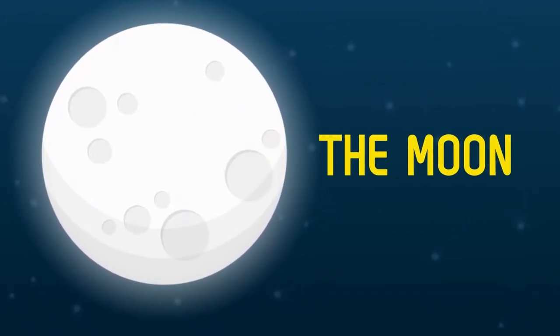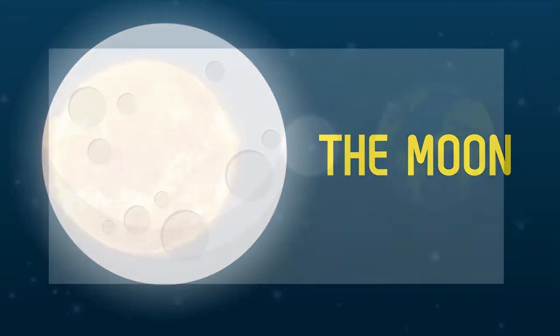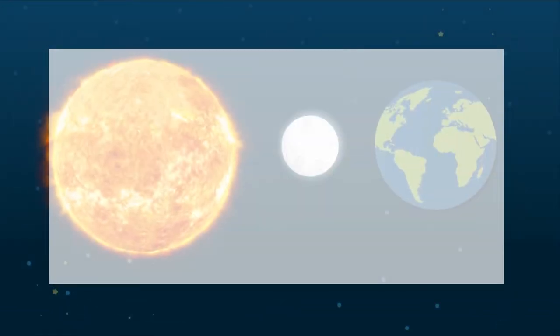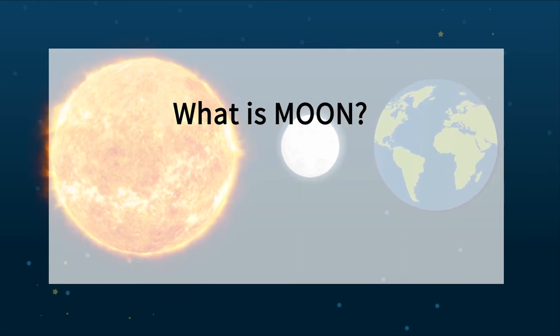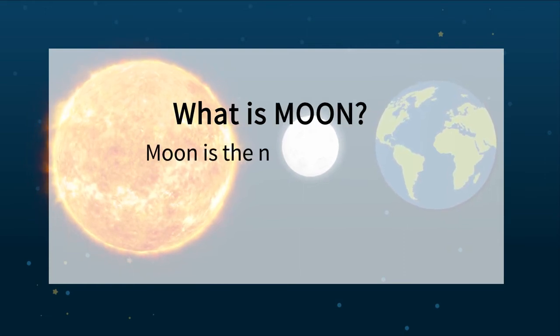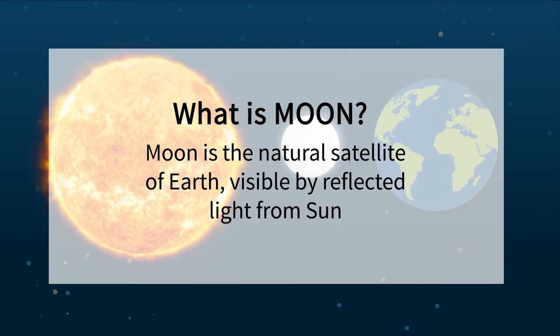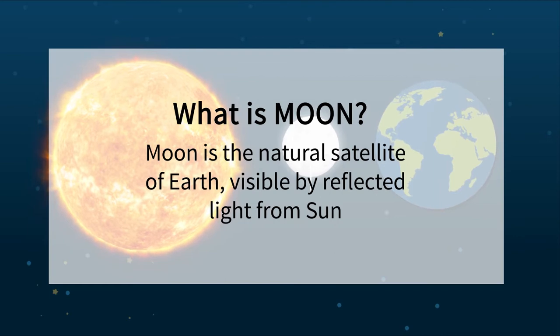The moon. What is the moon? The moon is the natural satellite of Earth, visible by reflected light from the sun.